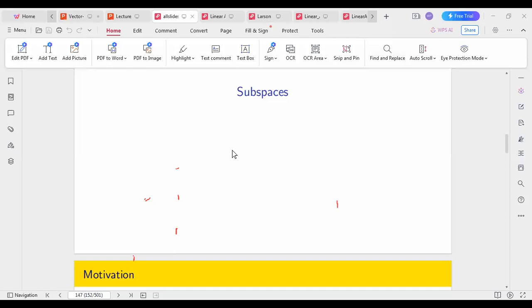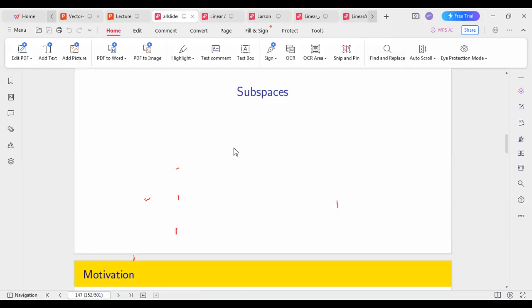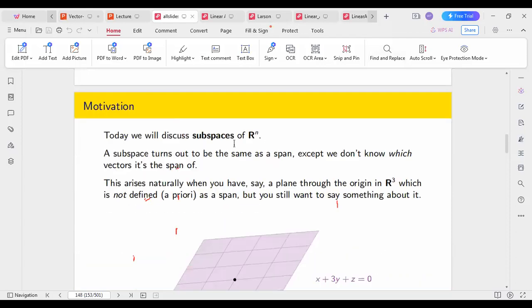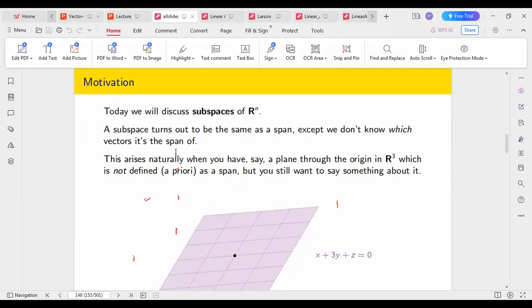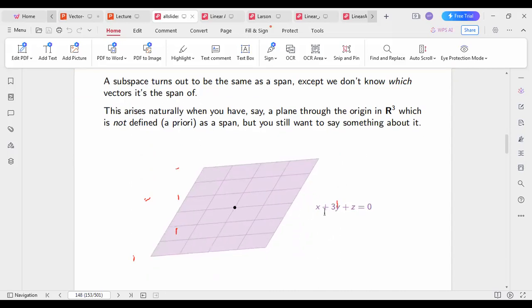Now, what are subspaces? Actually, we are reviewing vector spaces. In our previous lecture, we discussed subspaces and vector spaces. Today we'll discuss subspaces of R^n. A subspace turns out to be the same as a span, except we don't know which vectors span it. This arises naturally when you have, say, a plane through the origin in R3 space, which is not defined as a span, but you still want to say something about it. This is actually the plane x plus 3y plus z equals 0.